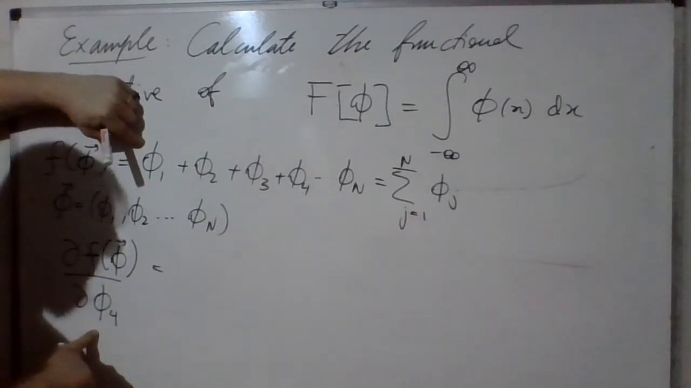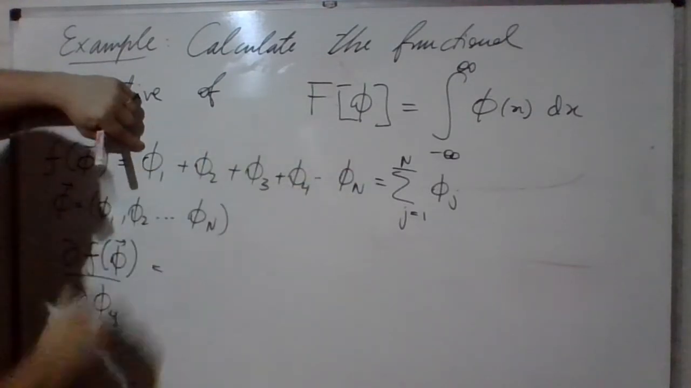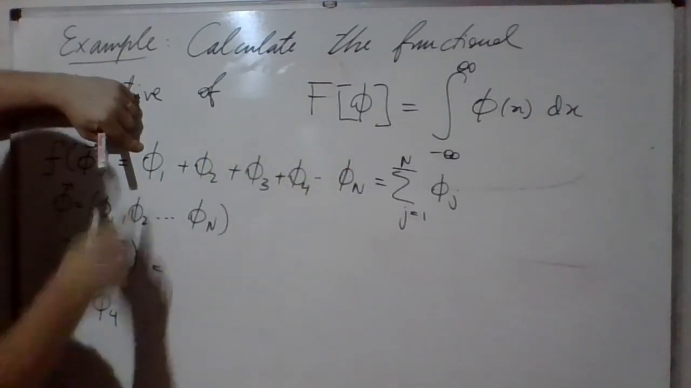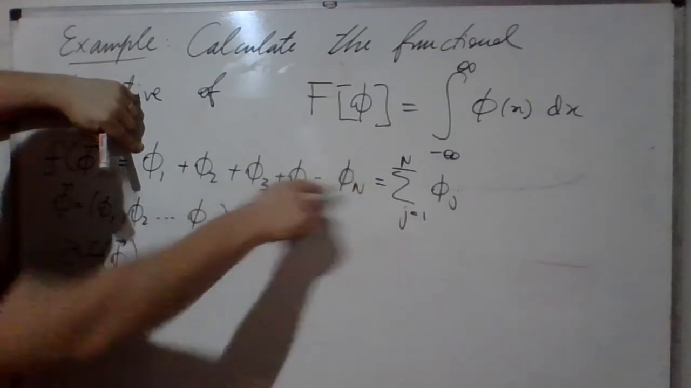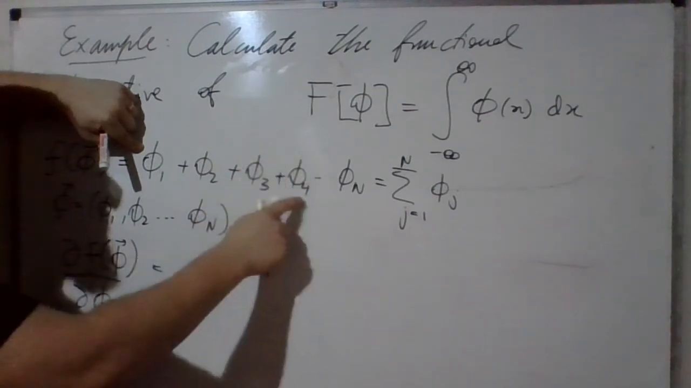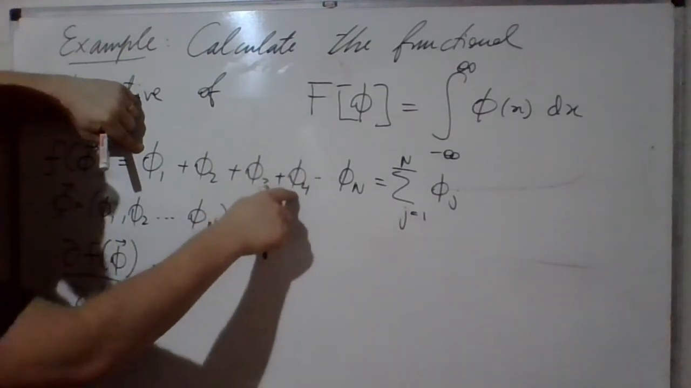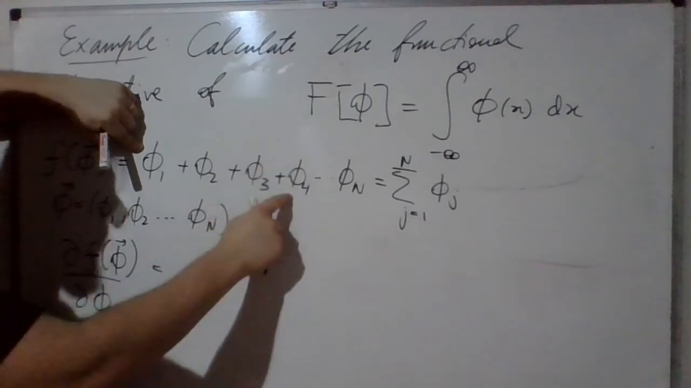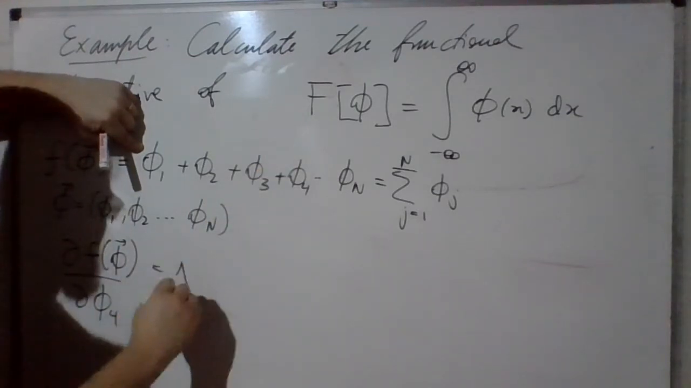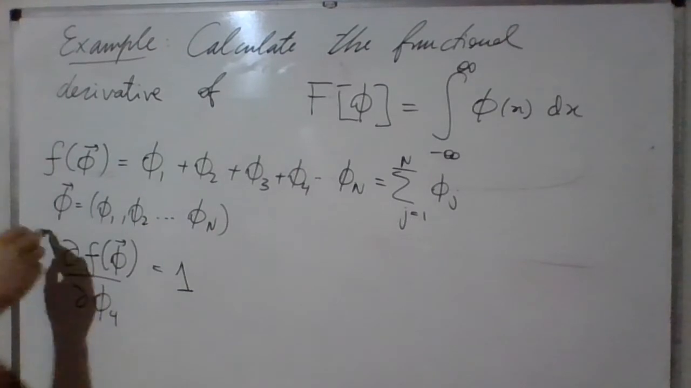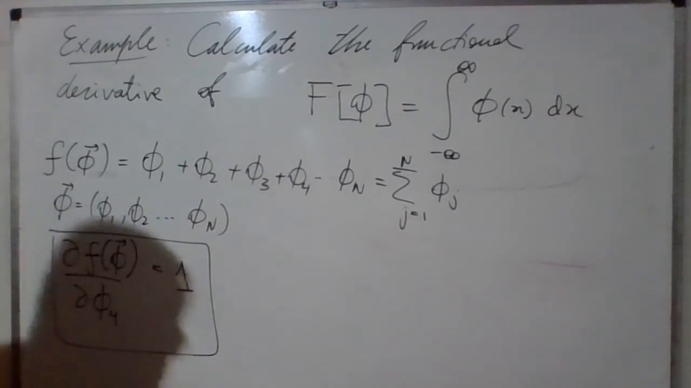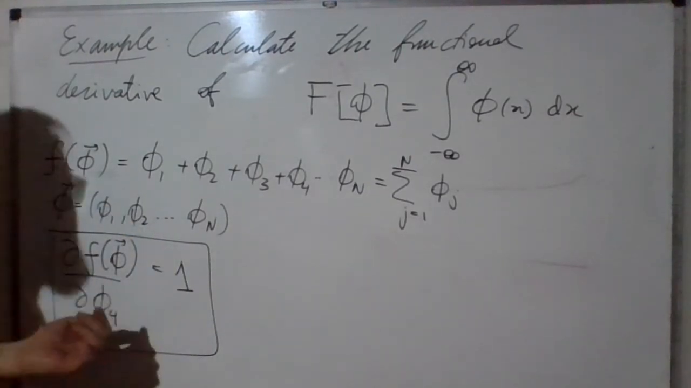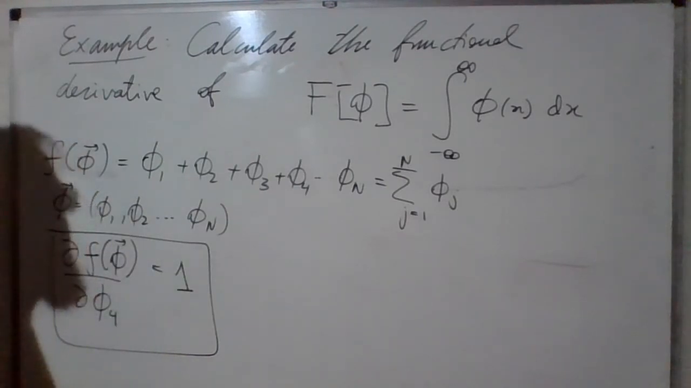So if you calculate the derivative of this thing here, you have derivative of phi 1 with respect to phi 4 is 0, phi 2 with respect to phi 4 is 0, and so on. The only one which has a non-zero value is phi 4, which produces the derivative of phi 4 with respect to itself, producing 1. Okay, so this is for a discrete case. This produces the desired result.